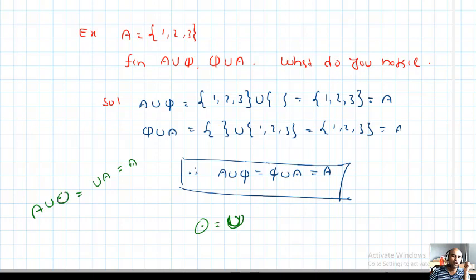You need to write only phi. A also is correct, A union A only, that is a special case now. I am explaining the general case. A union phi equal to phi union A equal to A only. Satisfies. That's why union of sets satisfies identity property, and phi is called the identity set under the operation union.